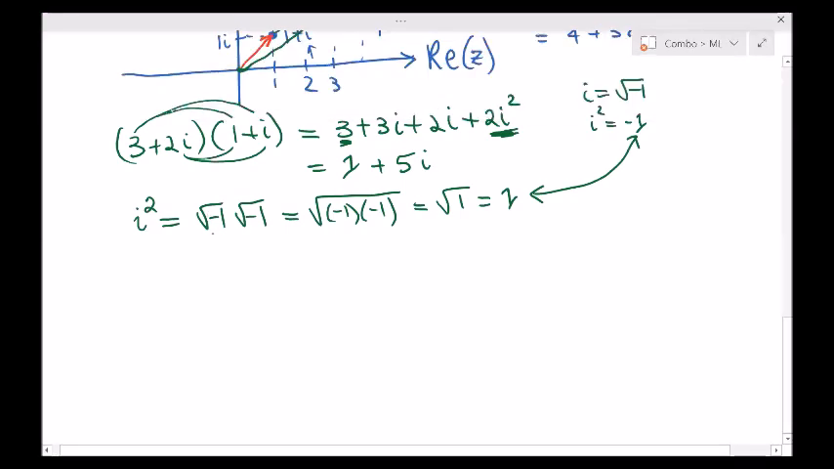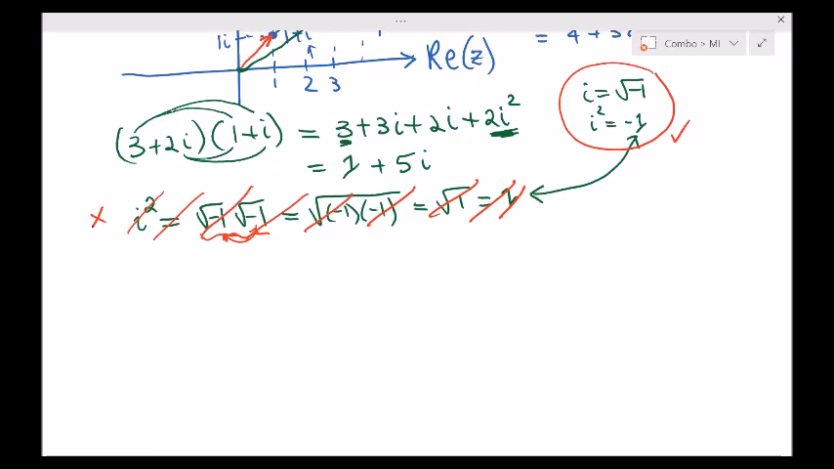For complex numbers, you're not allowed to put them into the same square root this way, okay? So this is wrong. This is correct, this is good. Check. This is not good. All right, so the square of i is minus 1. Just to be aware, we want to make sure we're not messing up anything.